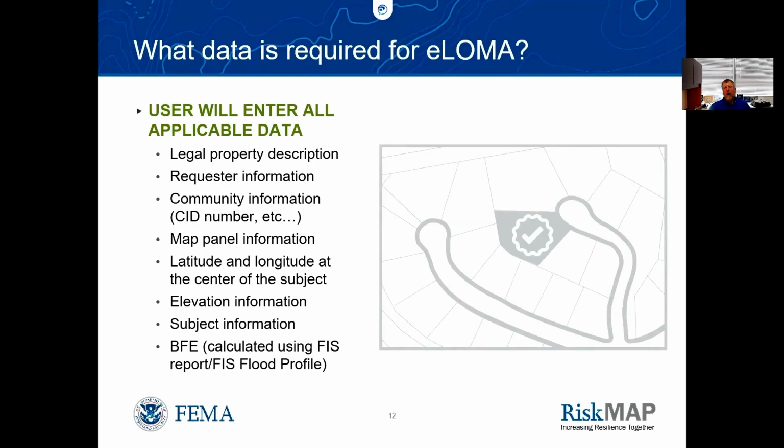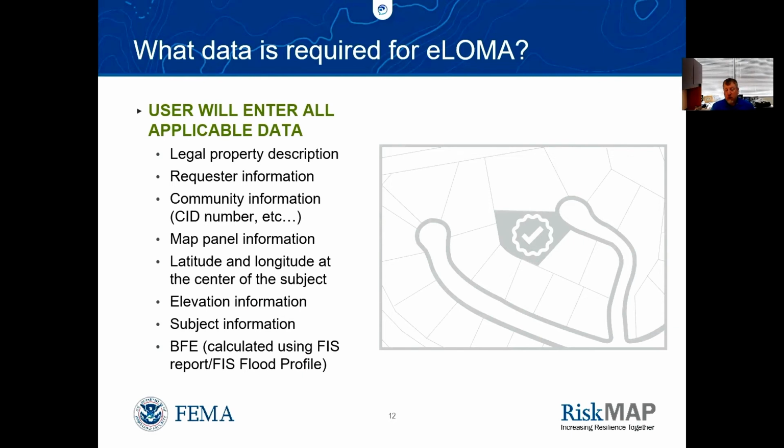So the data that's required of the eLOMA licensed professional, when they get into the tool, one of the first things they need to do is enter the legal property description. This tends to be something a lot of licensed professionals get hung up on because there's a very specific format that FEMA requires for LOMA and eLOMA determination letters. So entering that legal property description can be a little tricky until they get the hang of it.